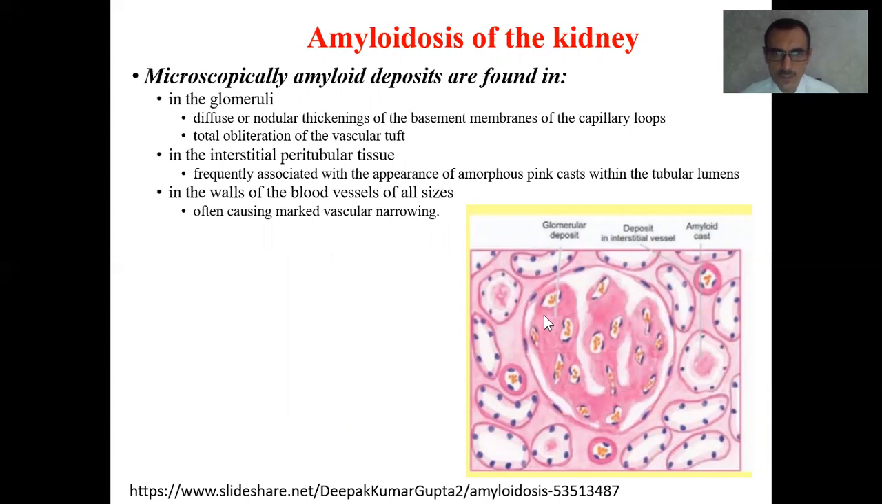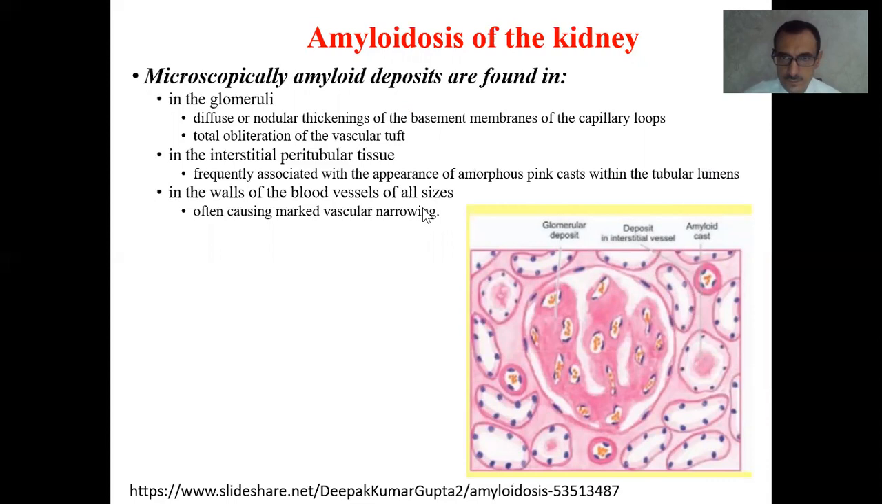In the glomeruli, we find diffuse or nodular thickenings of the basement membranes of the capillary loops, and total obliteration of the vascular tuft. In the interstitial peritubular tissue, frequently associated with the appearance of amorphous pink casts within the tubular lumen, as you see here, and in the walls of blood vessels of all sizes, often causing marked vascular narrowing.